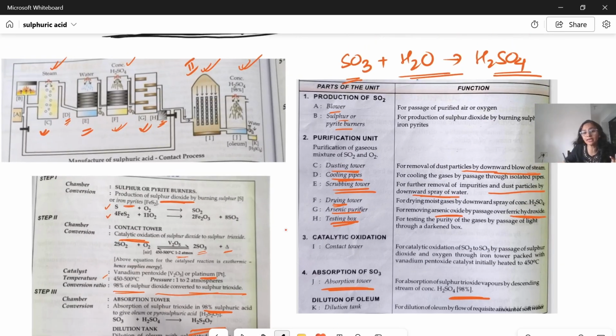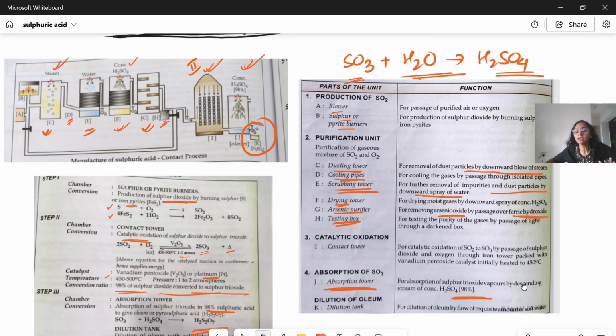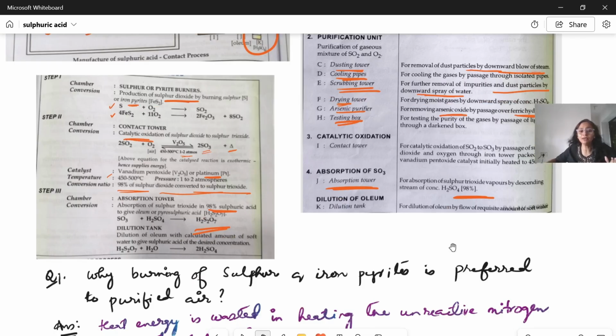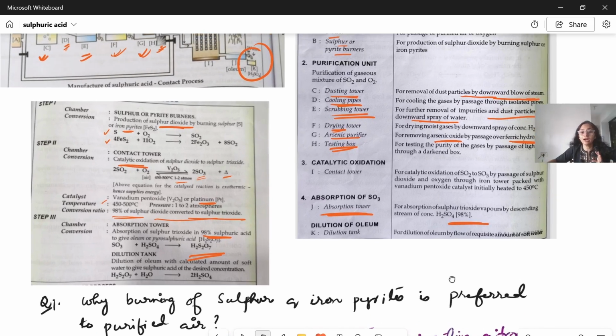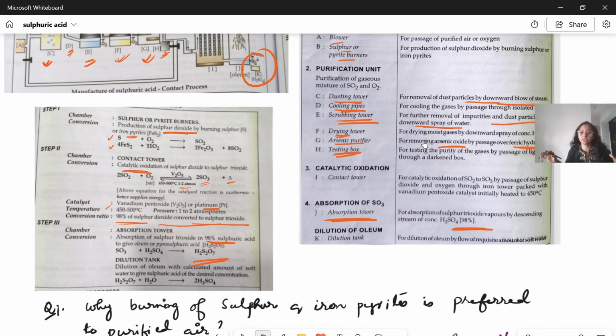You can see K written over here. This is the dilution tank. So what is done over here? Oleum is diluted with water. That means a calculated amount of water is added to it, and oleum reacts with water and forms sulfuric acid, and we get sulfuric acid. So this is the whole process of manufacture of sulfuric acid by contact process.